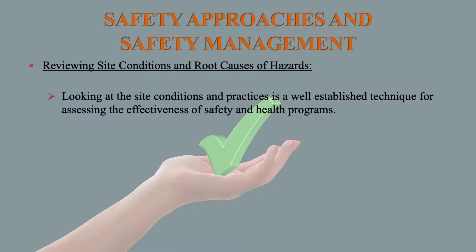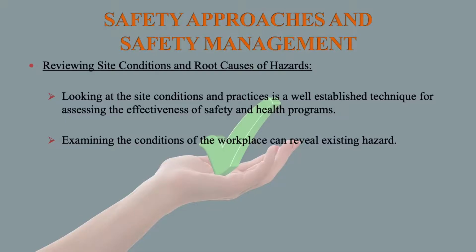Then, reviewing site conditions and root causes of hazards. One has to review the site conditions, as well as the root cause of the hazard occurring. Looking at the site conditions and practices is a well-established technique for assessing the effectiveness of a safety and health program. Root cause analysis is a good assessment methodology for finding out the effectiveness of training on safety and hazards.